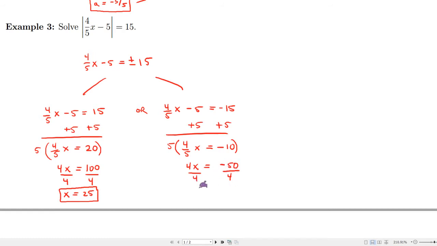Well, what are we getting in this case? So what are we getting? Well, 50 divided by 2 is 25, and then 25 divided by 2 would be, so this would be negative 12 and a half, right? 12.5, right? Multiply by 4, you get 50, right? Multiply by 2, you get 25. Multiply by 2 again, you get 50. So that should be the other solution. And if we substitute that in up here, right, we're going to get negative 15, and the absolute value of that is 15.